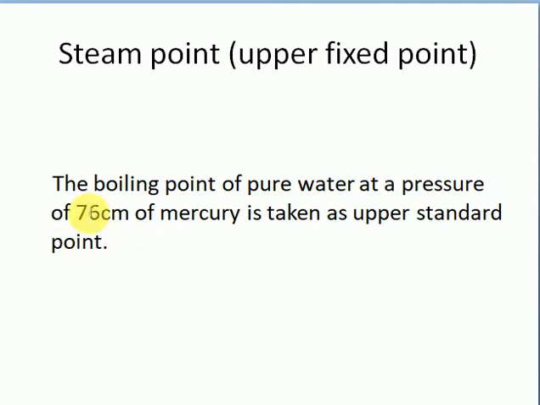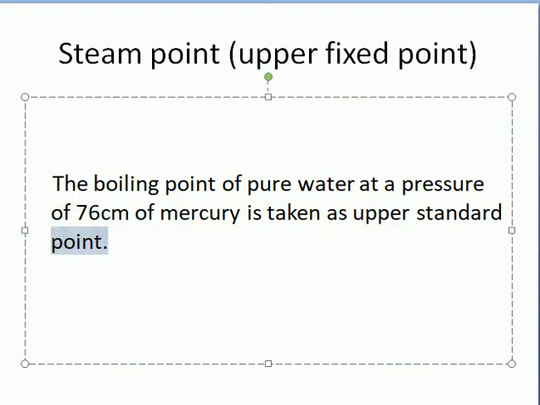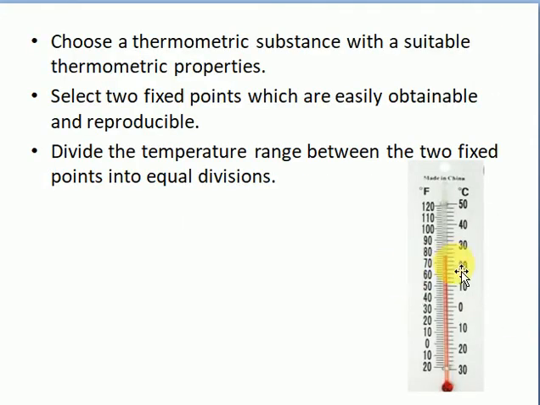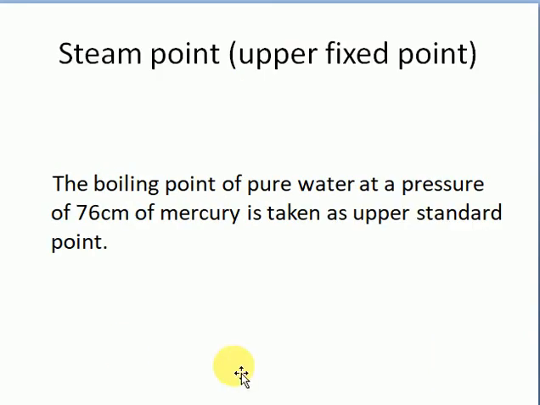The boiling point of pure water at a pressure of 76 centimeter of mercury is taken as the upper standard point. So the mercury level is 76 centimeter. That is the upper standard point, and the assigned value is 100 degrees Celsius. So what is the steam point or upper fixed point?